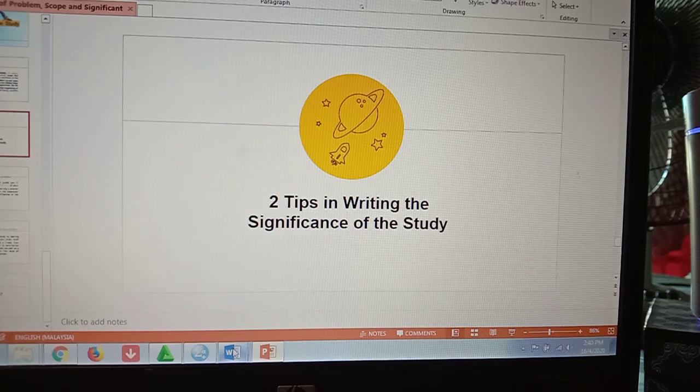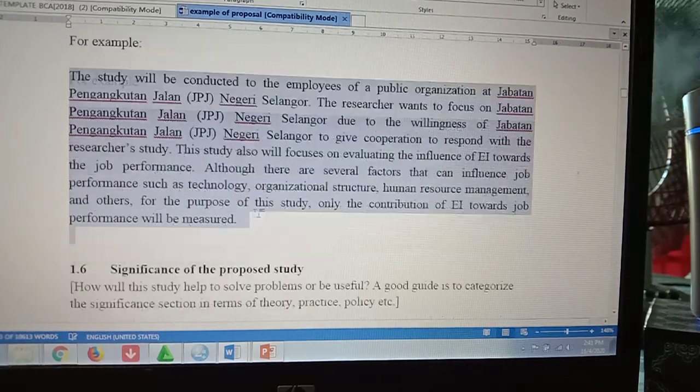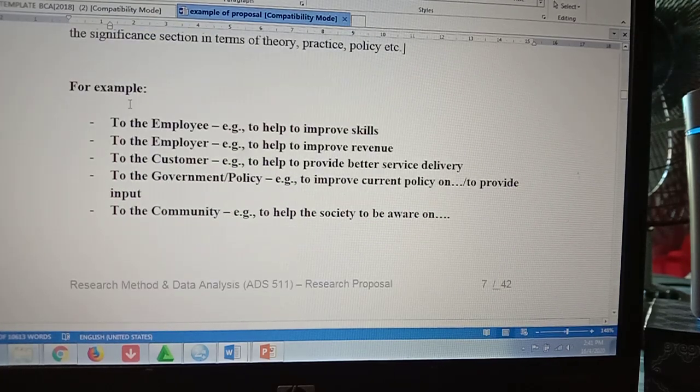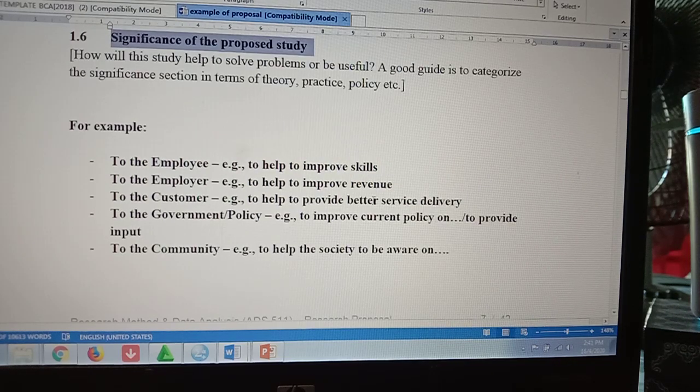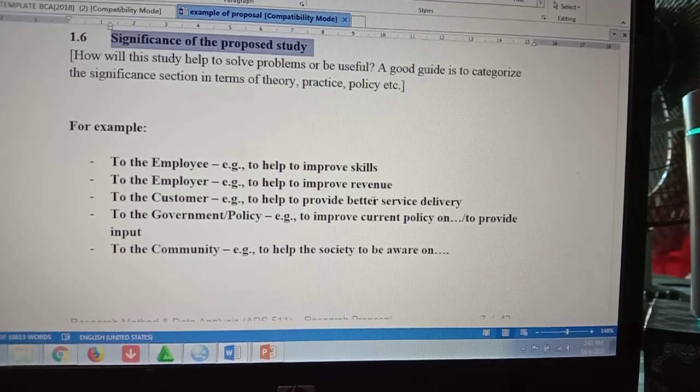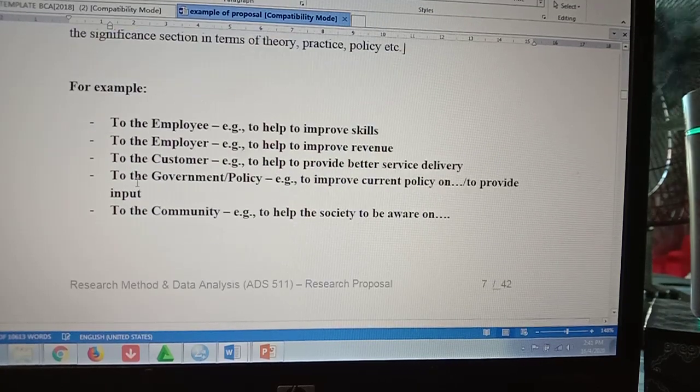Okay, for significance of study, you go to the example of the proposal that I uploaded. Significance of the proposed study. How do we write it? We do it in subtitles. For example, I want to examine the influence of technology usage on employee performance. So what is the significance of your study? After your study is done, what do you hope for? First, to the employee. We believe, we use the word we because you conduct it in a pair, so we refers to the researchers, you. We believe that our study can help to improve the skills of employees.